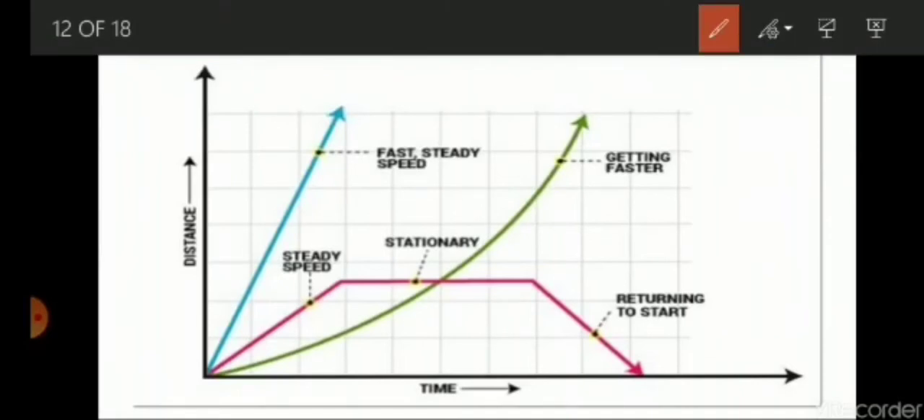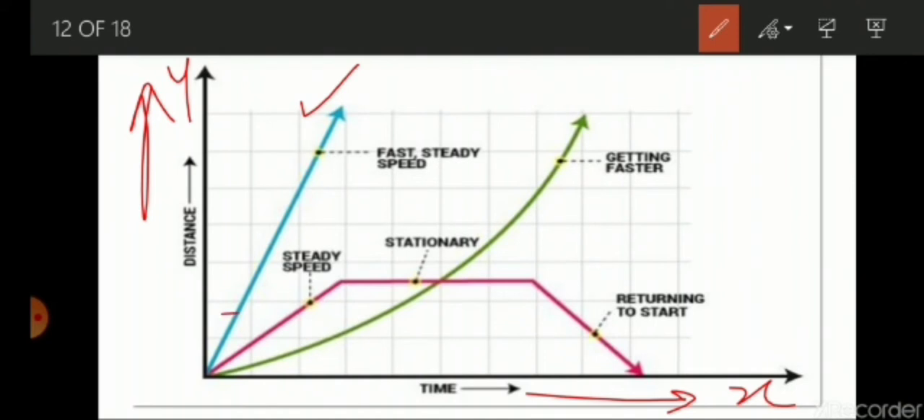Distance time graph. Again, time on the x-axis, distance on the y-axis. In this graph, the time is increasing, and the distance is also increasing correspondingly. It represents fast and steady speed.